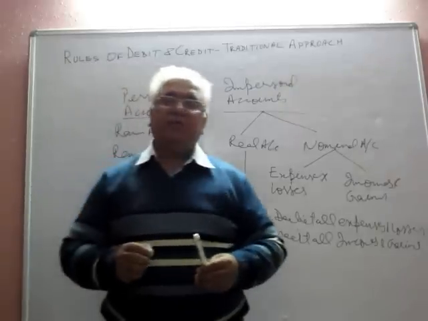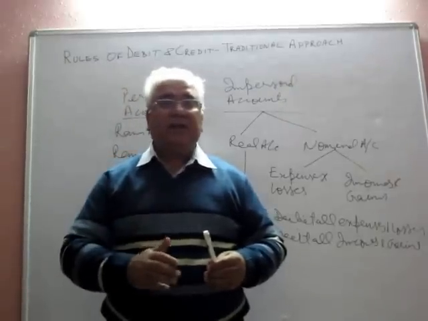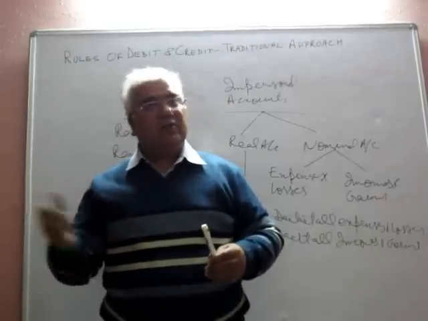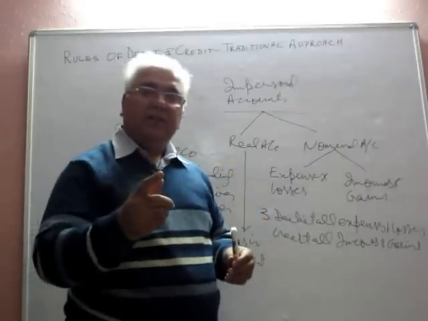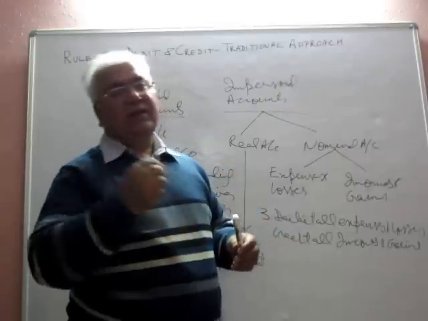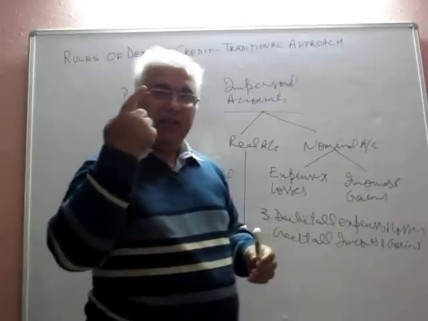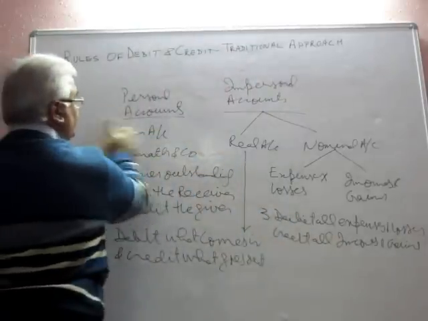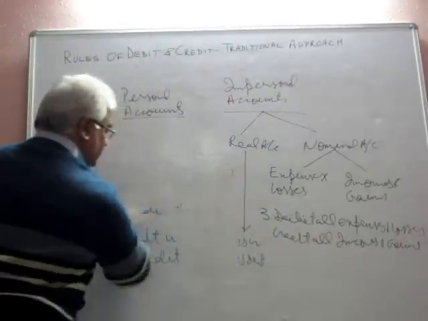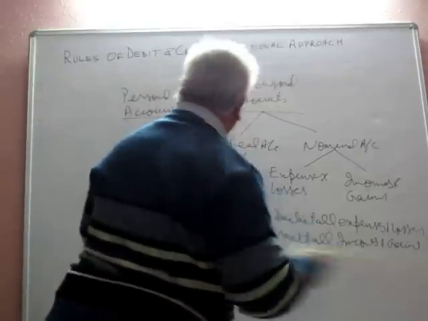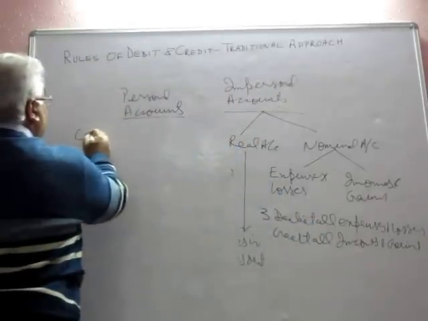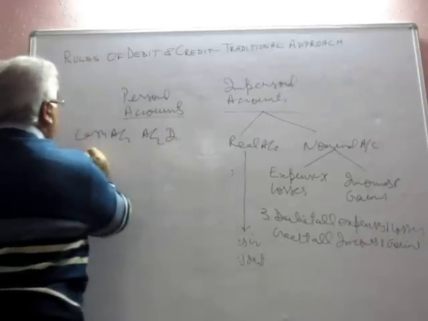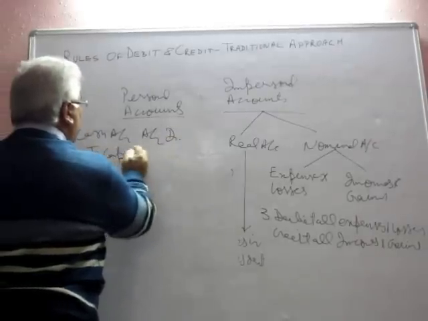And the rule for personal accounts is debit the receiver, credit the giver. In this case, Ram is the giver. Hence, we will credit Ram's account. Now, what will be our journal entry for this? Debit cash account and credit Ram's account, which is actually the capital account. So our journal entry for this purpose will be cash account debited to capital account.